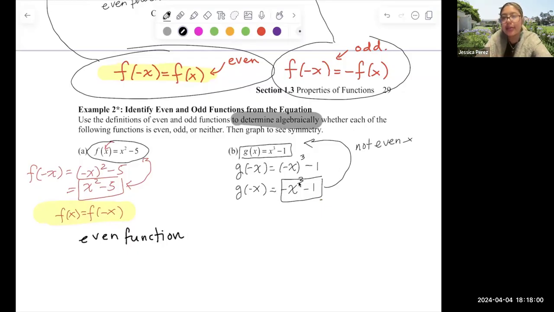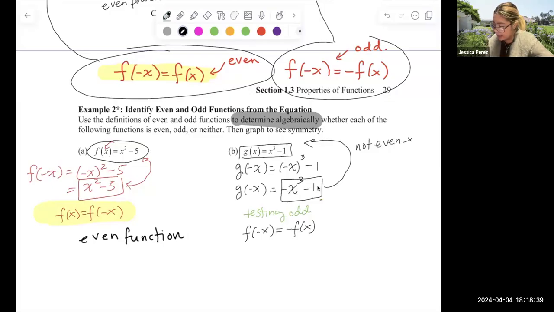This is a negative x cubed minus 1. This is an x cubed minus 1. It's not an even function because we don't get equality. Well, so I think this is odd. Well, how do I test odd? It's the same, but now you let both, if you're testing odd, write this down. You're testing f of negative x is equal to negative f of x. That's what you're testing. So let's substitute x for negative x.